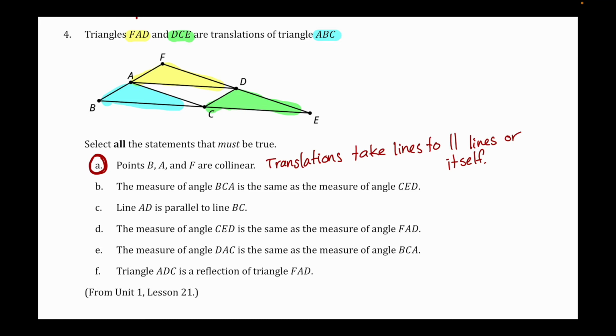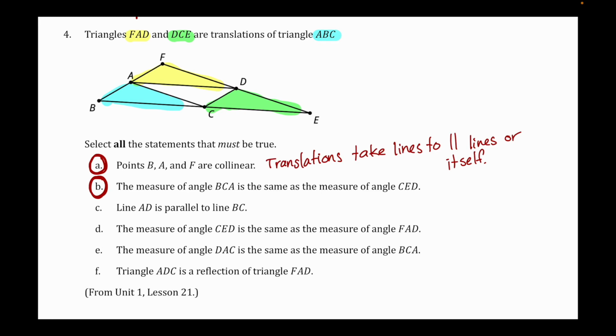Okay, let's look at option B. B says the measure of angle BCA, so that's BCA. So this angle of my blue triangle is the same as the measure of angle CED. Yes, that's true also because translation is going to preserve that angle measure, and those are corresponding pieces of these triangles. Okay, let's look at option C.